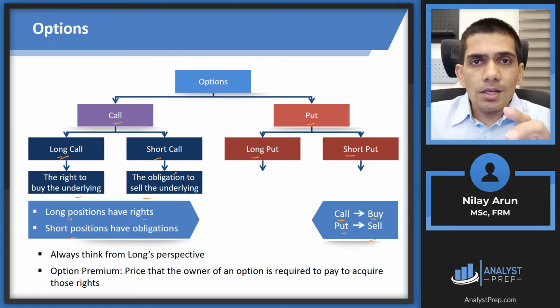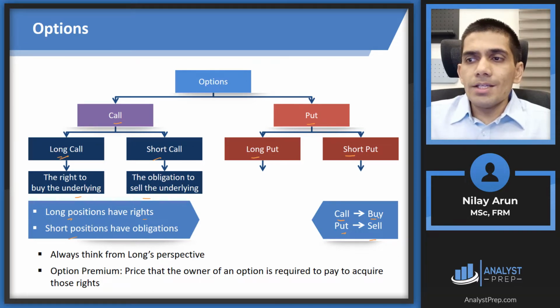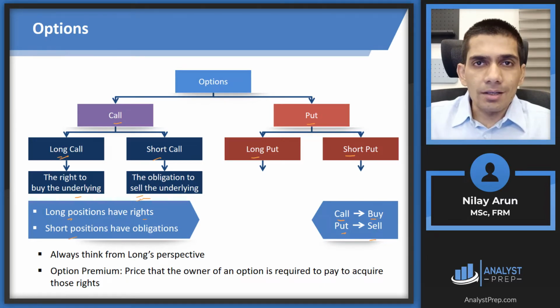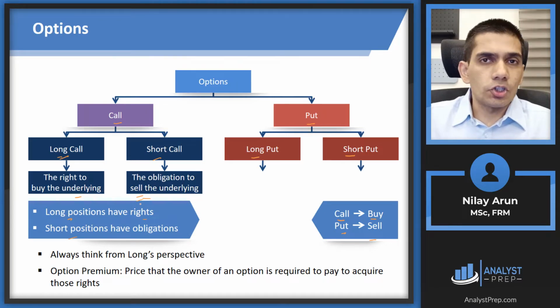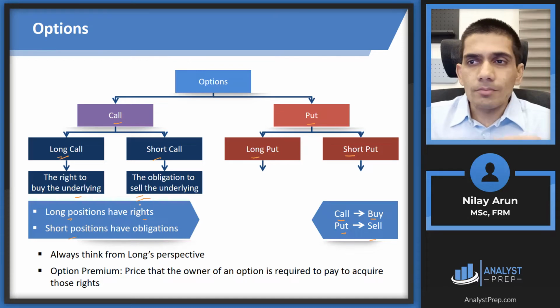So that's why we are saying always think from the long's perspective, because if you don't do that, then in this case, you might confuse short call. Remember, call is for buying, but from the long's perspective. But here, the person is actually selling. So you will end up getting confused. So rather just think from the long's perspective and take the opposite side for the short. So you won't get confused then.